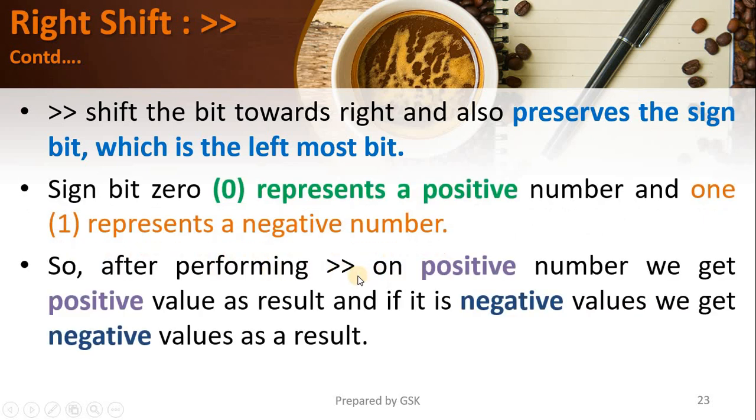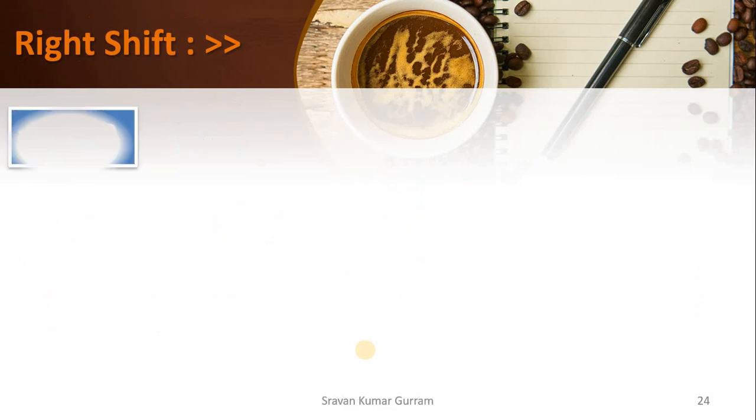After performing the right shift operator on a positive number, we get a positive value as the result, and if we perform the right shift operator on negative values, we get a negative value as a result, because the sign will not be changed. It maintains the same sign. This is a very important point.